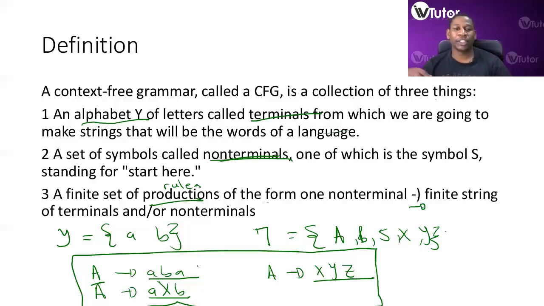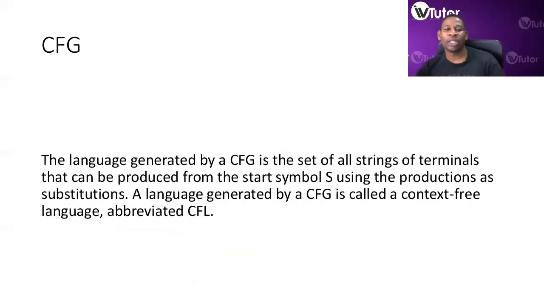So that is the definition of a context-free grammar. Now let's look at a context-free language. The language generated by a context-free grammar is the set of all strings of terminals that can be produced from the start symbol S. We said these are productions, and S stands for start here. So all productions or all words need to originate from S.